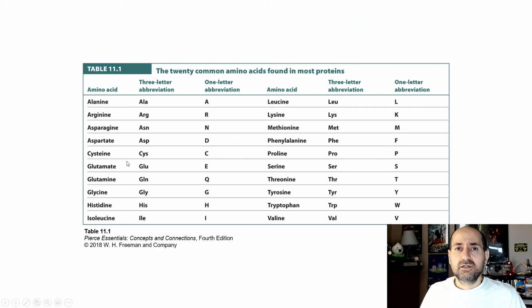So don't forget, proteins consist of the building blocks, amino acids, and there's 20 common amino acids. Here are the amino acids: alanine, arginine, asparagine, aspartate, cysteine, glutamate, glutamine, glycine, histidine, isoleucine, leucine, lysine, methionine, phenylalanine, proline, serine, threonine, tyrosine, tryptophan, and valine. And each one of these amino acids has a three-letter abbreviation and a one-letter abbreviation as well. And these are the building blocks for proteins.